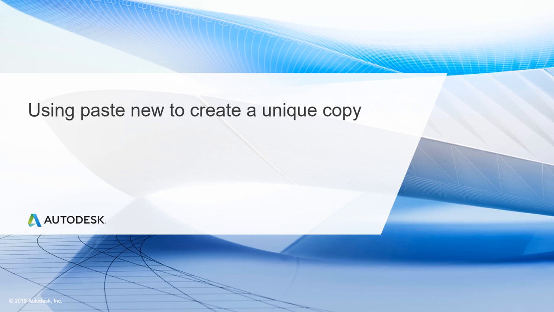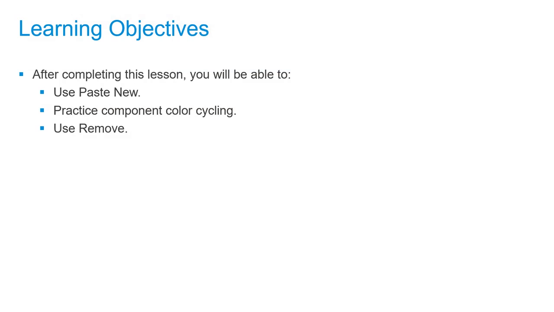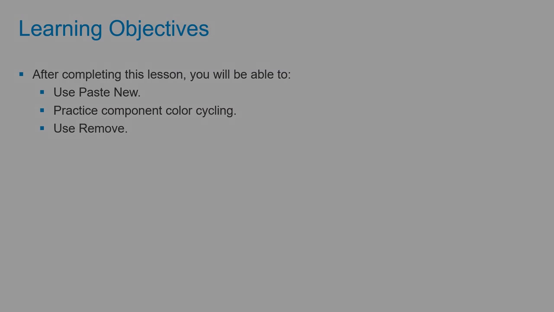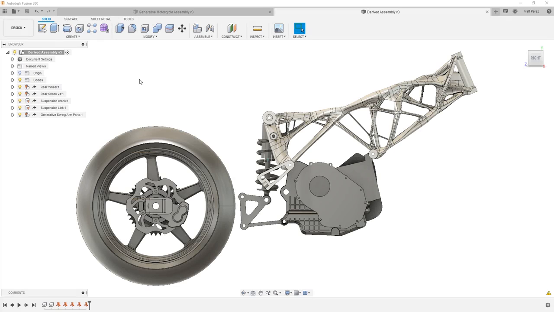In this lesson, we'll use paste new to create a unique copy. After completing this lesson, you'll be able to use paste new, practice component color cycling, and use remove. Let's carry on with the file from our previous lesson and continue to work inside of our derived assembly.